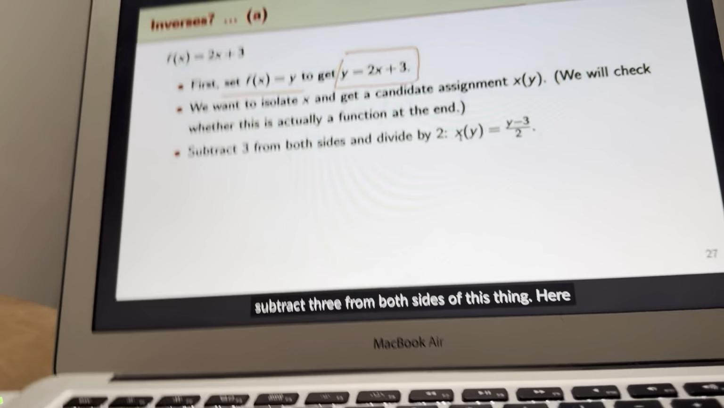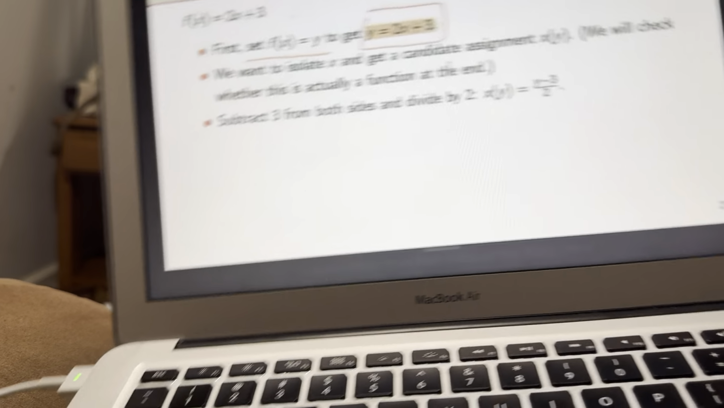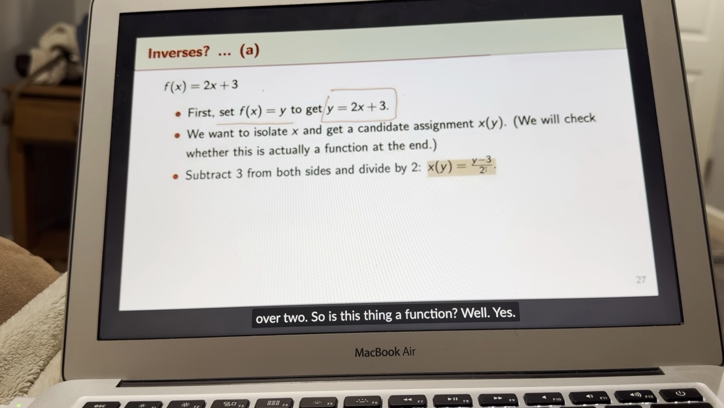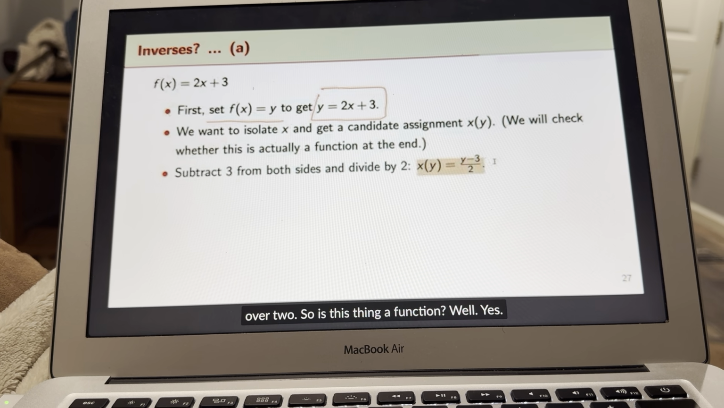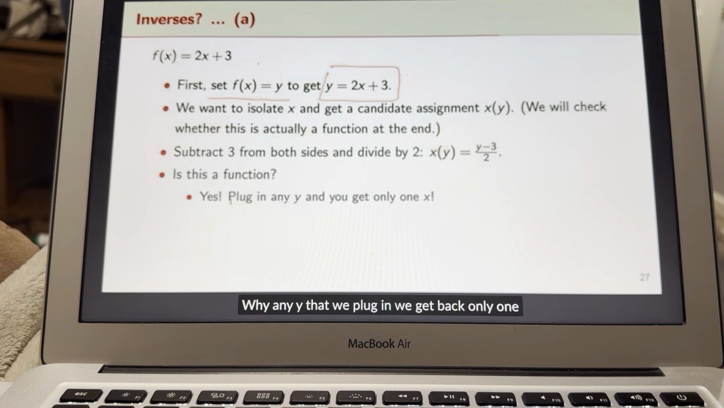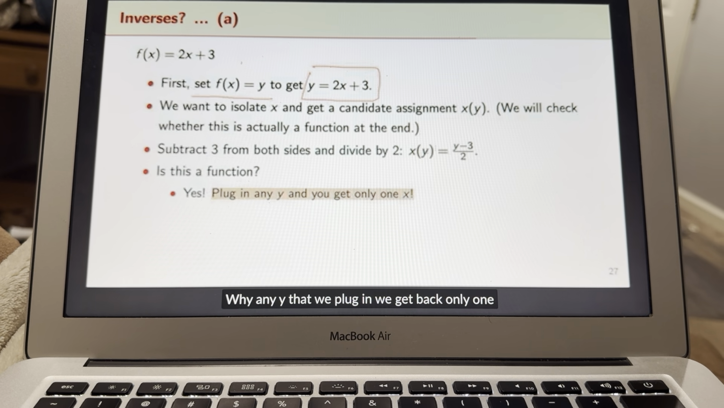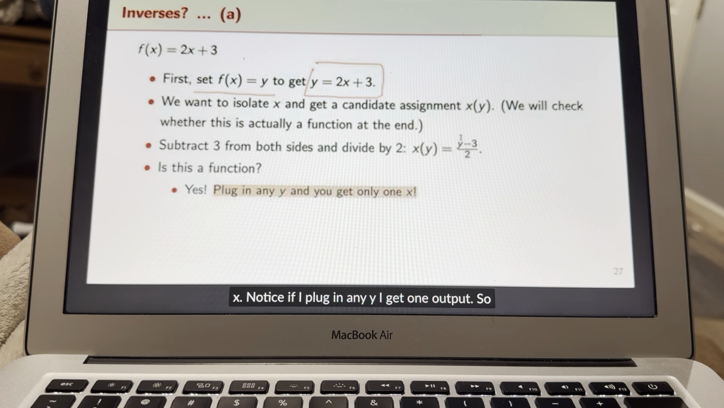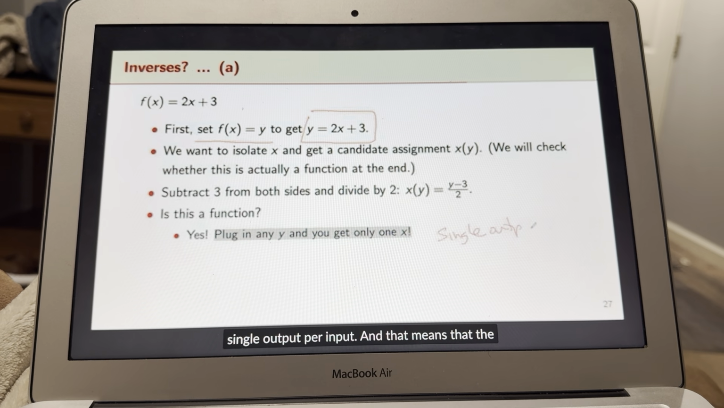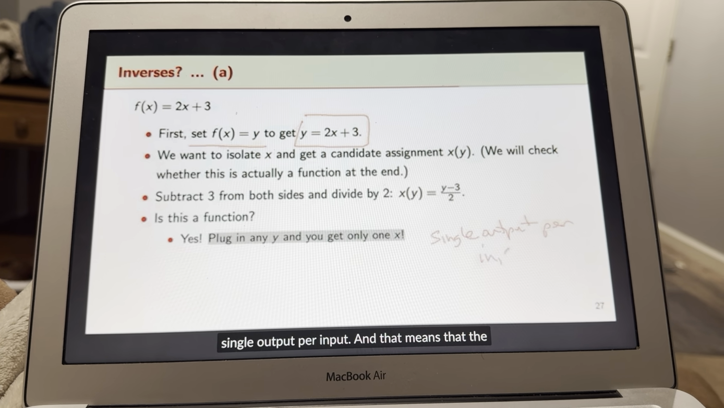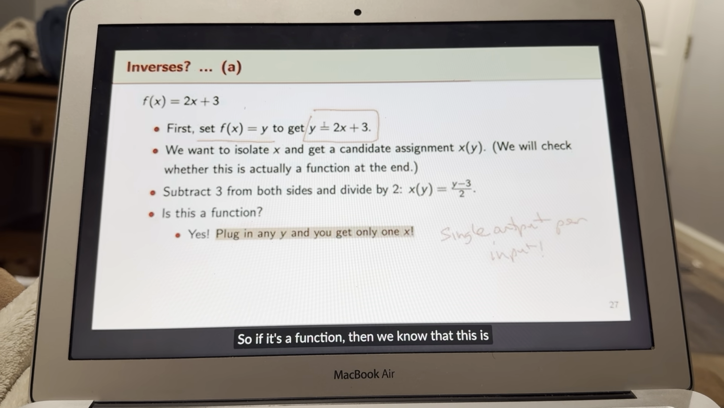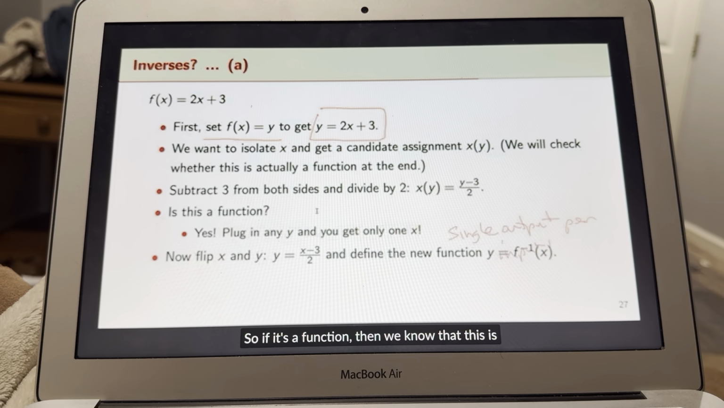So to do that, I'm going to subtract 3 from both sides of this. Divide by 2, I get x of y equals y minus 3 over 2. So is this a function? Well, yes. Why? Any y that we plug in, we get back only one x. Notice if I plug in any y, I get one output. So single output per input. And that means that the assignment is a function. So if it's a function, then we know that this is actually an inverse.